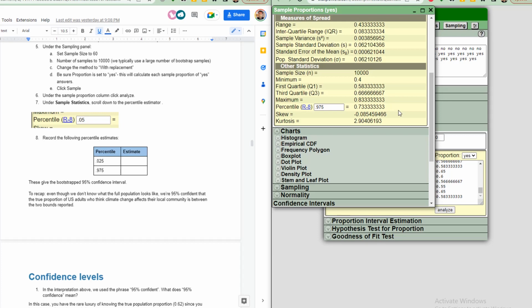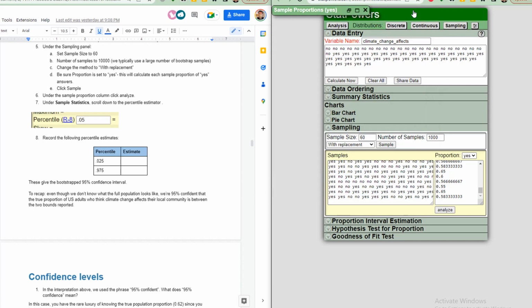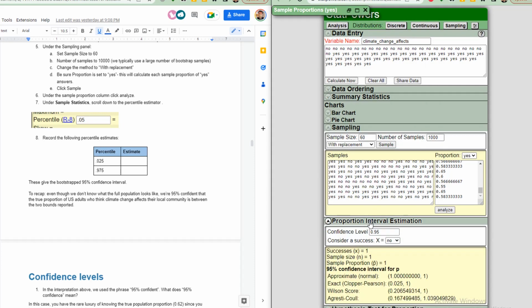So this is a bootstrapping method as opposed to using the other methods which can be found under proportion interval estimation. You can just say that I want to look at the proportion of yeses, and so you can see all of these other methods. The approximate normal uses a normal distribution to approximate. There's the exact method, which uses an F distribution, and some of these others which are mentioned in the notes.